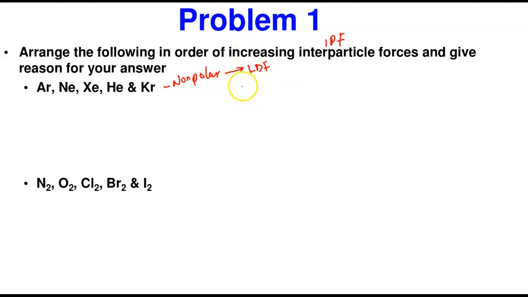So let me begin to write my reasons. It says, explain your reasons. So before I do that, I want to arrange them first. If I arrange them, I'm going to write my reasons to the right. First of all, helium contains only 2 electrons. It's going to be the smallest. I'm going to start from there.